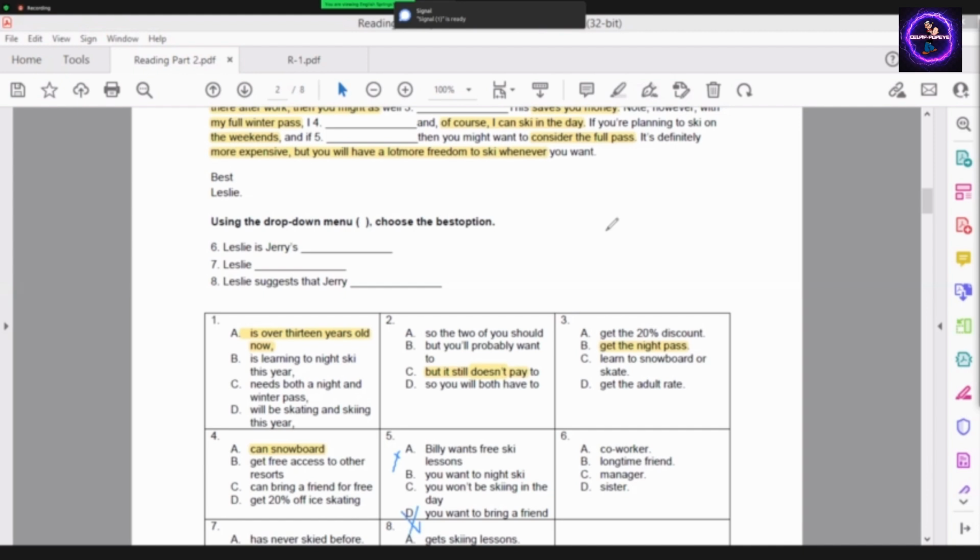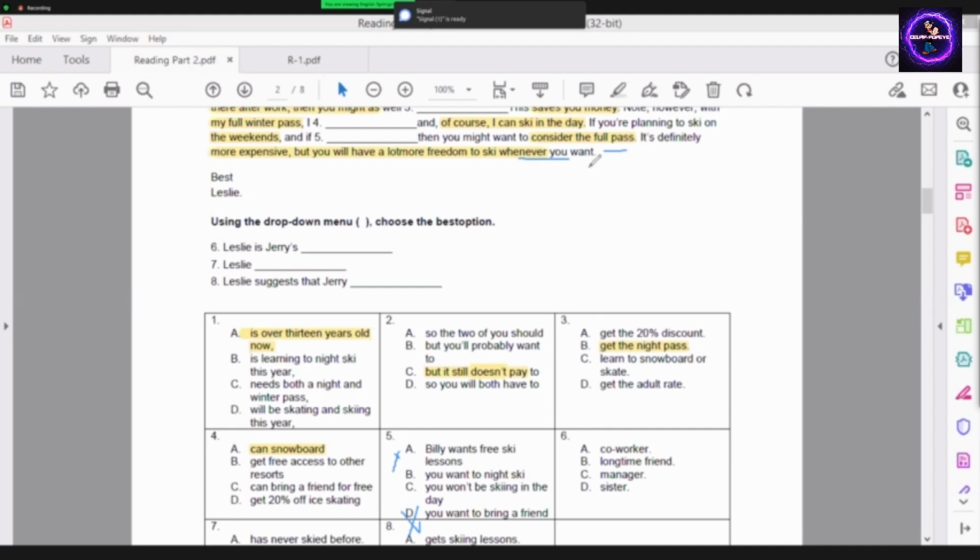One second. Planning to ski on the weekends, and you want to consider the full pass. Any other option is definitely more expensive. Winter pass is more expensive, but you will have a lot more freedom. You want to night ski. So why would something be expensive if you won't be skiing in the day? Option C won't fit.